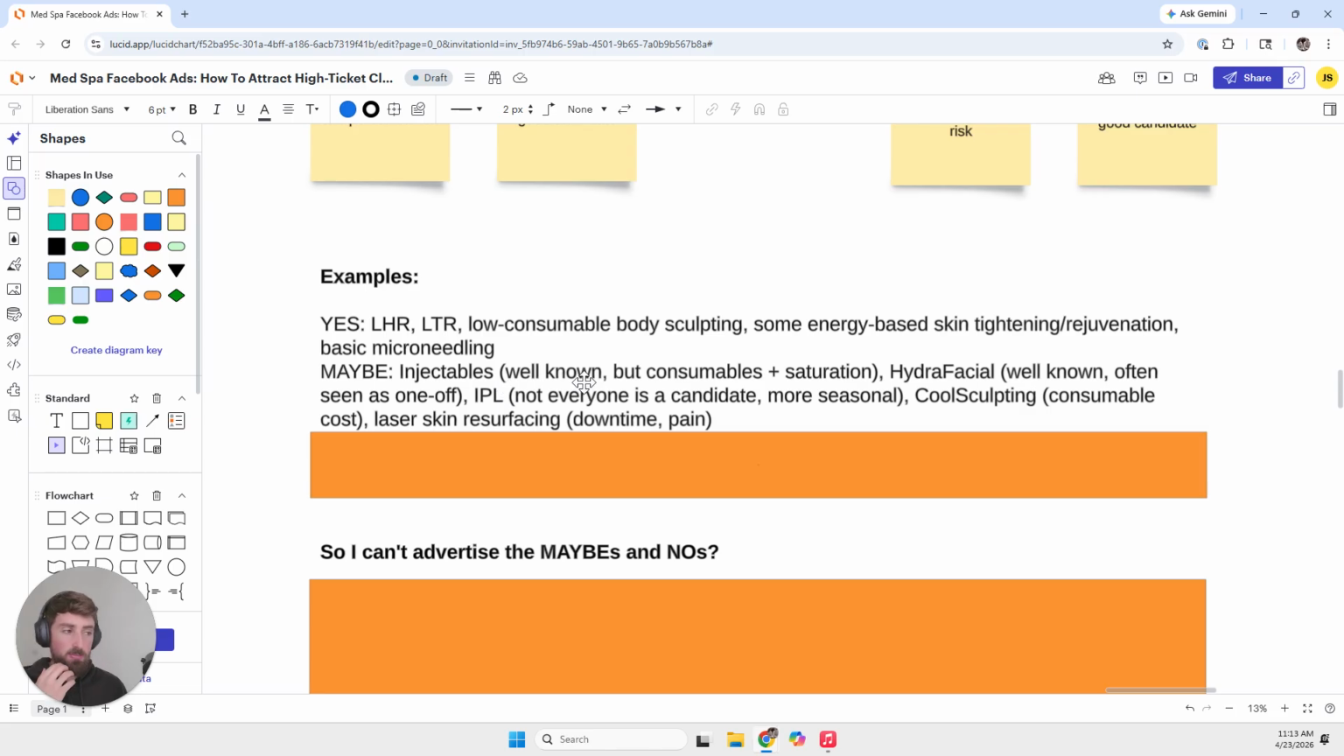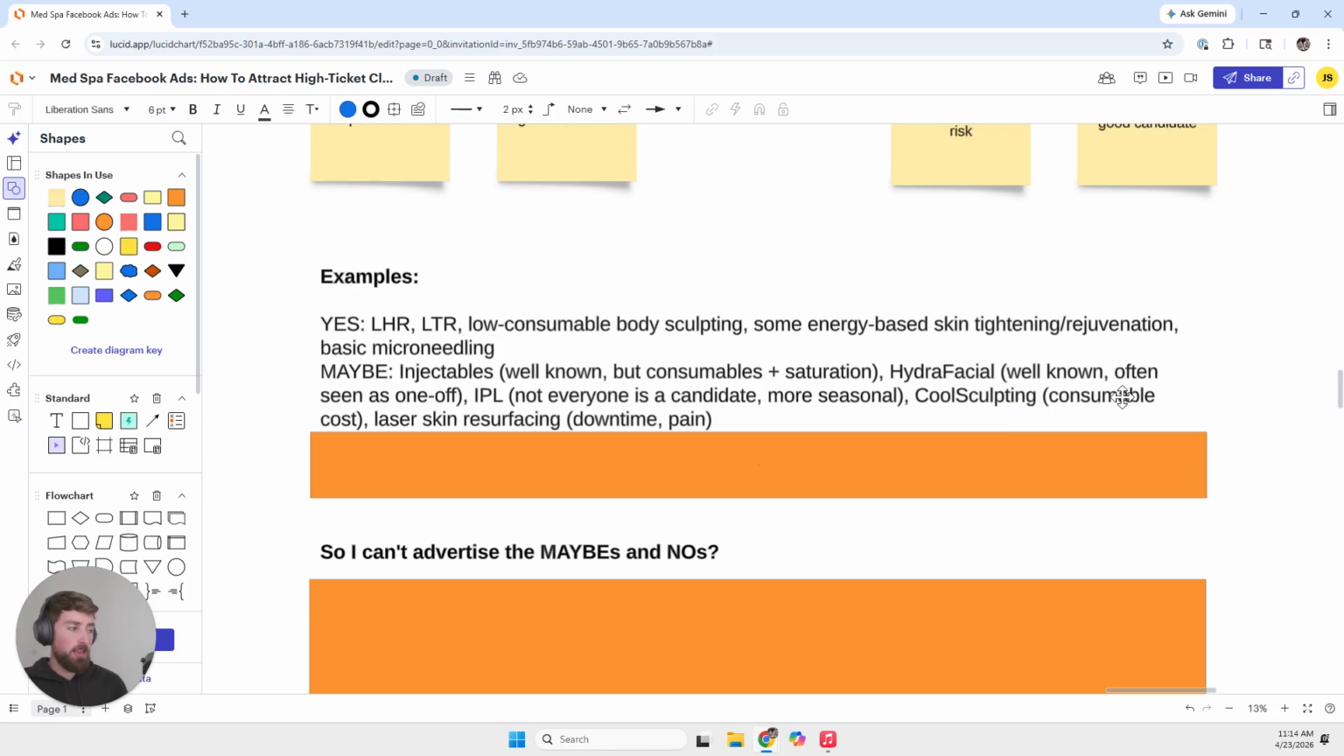IPL, the reason that I put this in maybe is because not everybody is a candidate and it's a little bit more seasonal. Now, if you're in a place like Arizona where there's a lot of sun all the time, something like IPL or redness or rosacea, those types of things tend to do a little bit better all year round. However, if you are in a more seasonal place, then maybe this is a good seasonal campaign that you could run, but it might not be the best all year round.